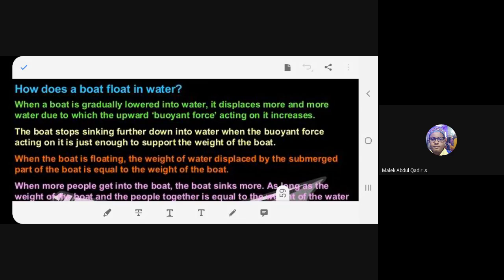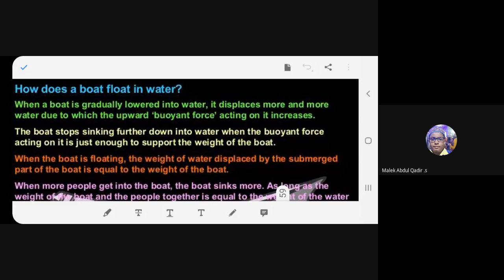What did you understand by these three paragraphs? Do we throw the boat in the water? No. We slowly lower the boat into the water. You know that? We don't throw the boat into water, we slowly lower it. So what is happening? More and more water gets displaced due to the thrust, that is the buoyant force. Then the boat starts sinking slowly into the water.